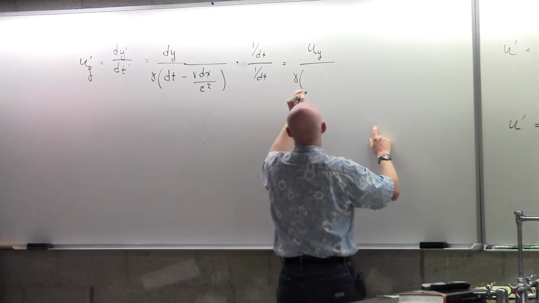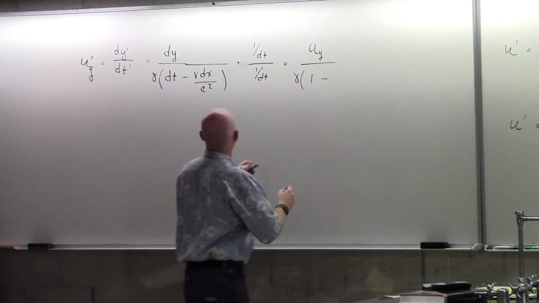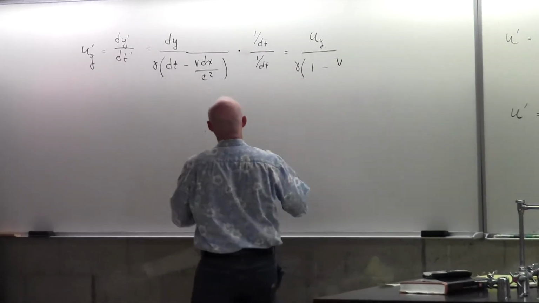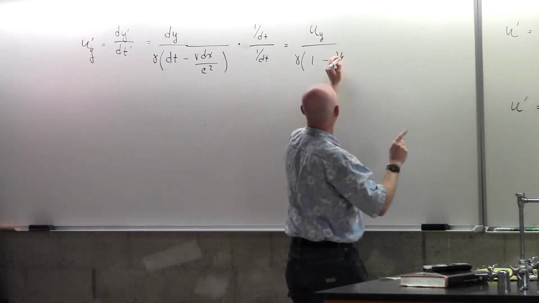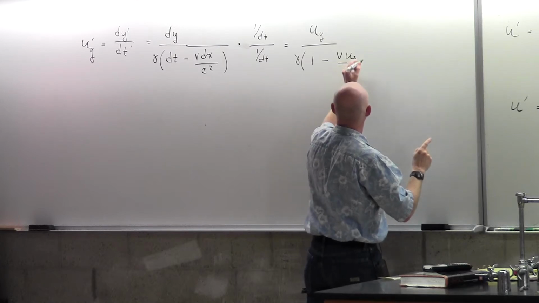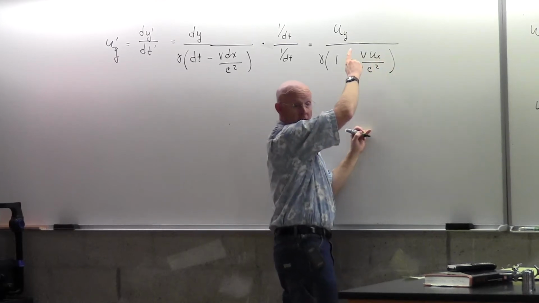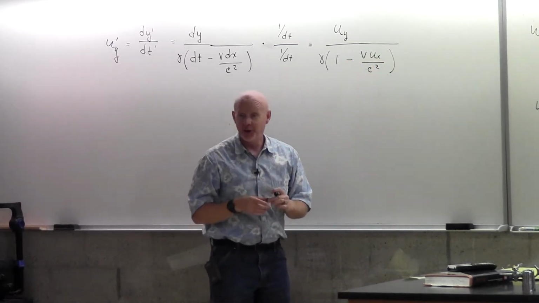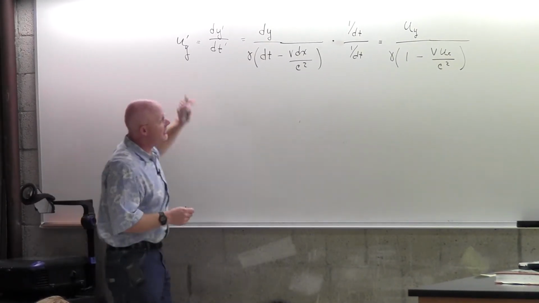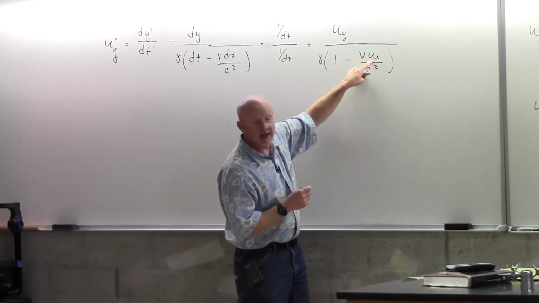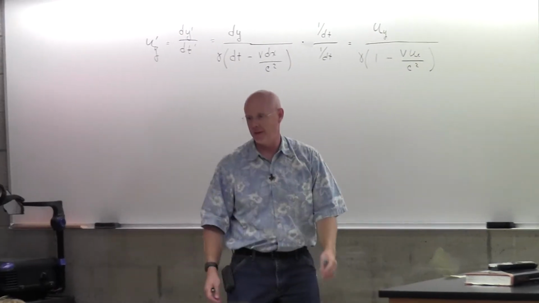And so this becomes a 1 minus v, and this one's interesting. What's this? u x over c squared. Now, notice I say x because what are we looking for? What component? Y. So the speed in the y direction is affected by the speed in the x direction, because time is affected by the motion in the x direction.